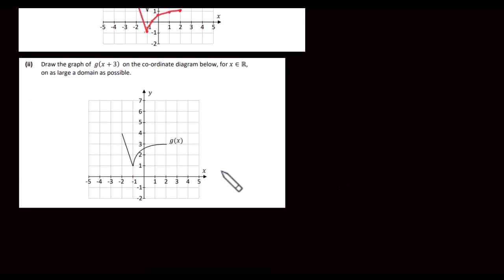Now the second graph is where we have to draw the graph of g of x plus 3, and the x plus 3 is in brackets here. What happens here is that the entire graph is going to move to the left 3 places. It's kind of counterintuitive. You would think it might move to the right 3 places, but it actually moves to the left 3 places.